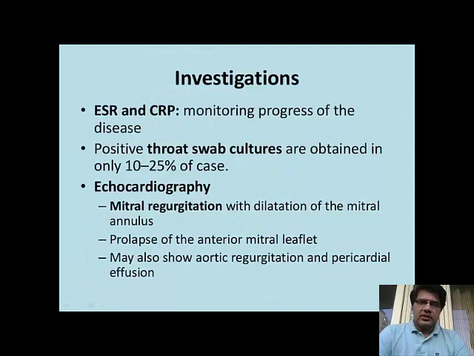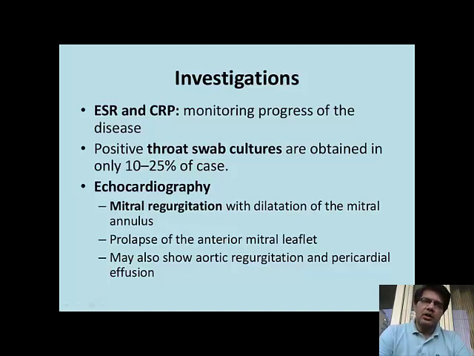So you can do an ESR or CRP to monitor the progress of the disease. Important, positive throat swab cultures are seen in only 10 to 25% of the cases. So how do you make a diagnosis? You do an ASO titer, which is higher, generally greater than 1:200, raised ESR, CRP, and clinical features plus the revised Jones criteria.